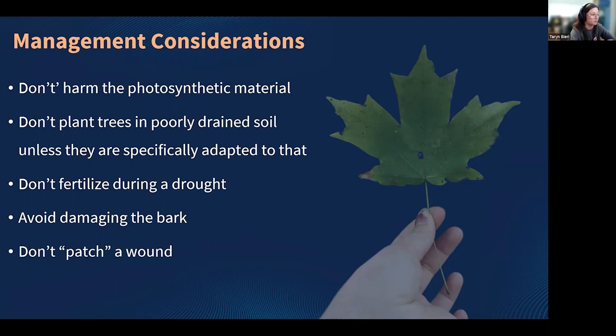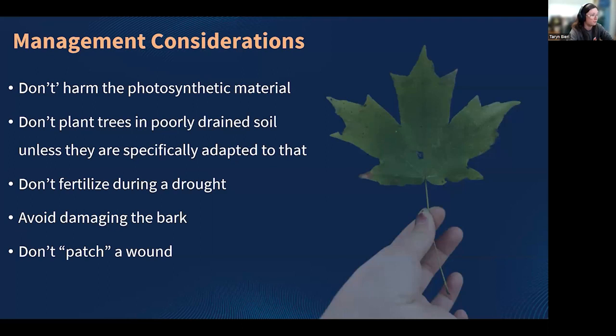But for many, this is a recipe for disaster because it creates an anaerobic condition and can lead to root rot. There needs to be oxygen present in the pores of the soil for the roots to take that up for respiration. So make sure you consider the hydrology of your site when planting trees and what kind of soils your tree is adapted to.